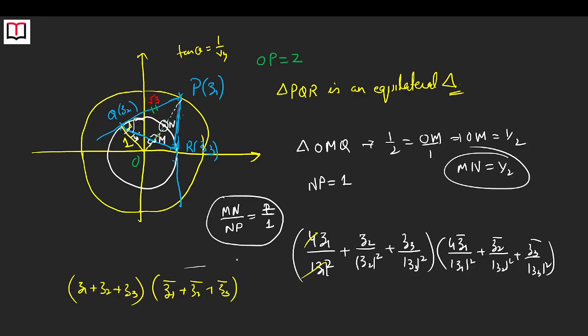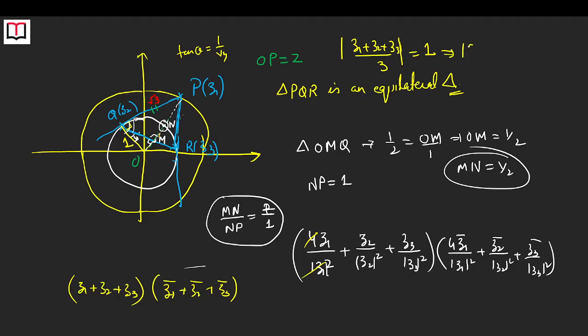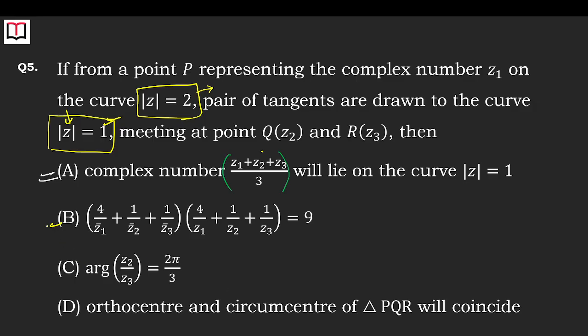z3 bar, isn't that? Now we know that mod of z1 plus z2 plus z3 by 3 is nothing but 1, why? Because this point lies on this circle. Any point lying on this circle needs to have its modulus as 1, isn't that? So what does that mean? We know modulus gets distributed over product and ratio, so this is nothing but 3. If I take this, this is nothing but z into z bar, so mod z whole square, which is mod of z1 plus z2 plus z3 whole square, which is 9. So that's 9. So option B is also correct.